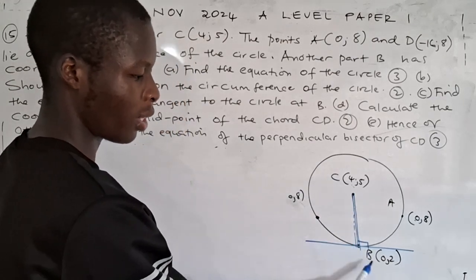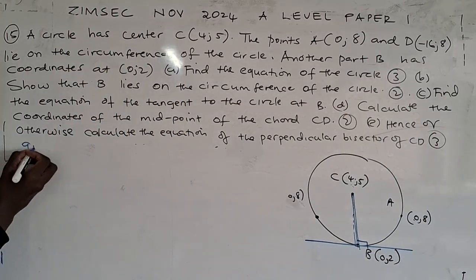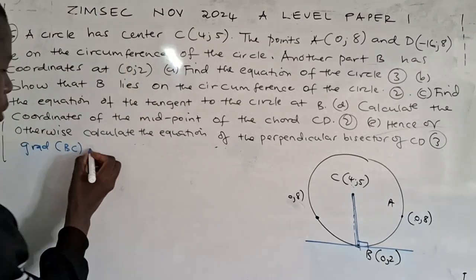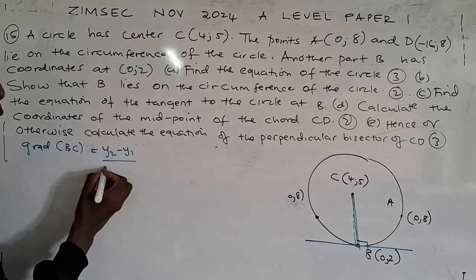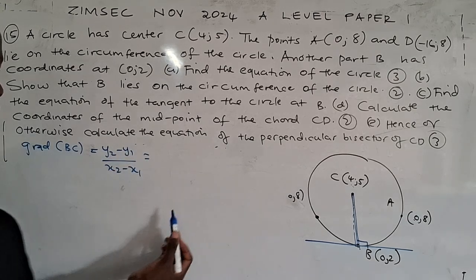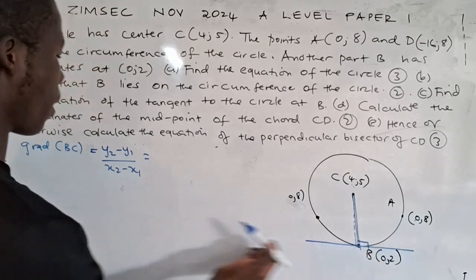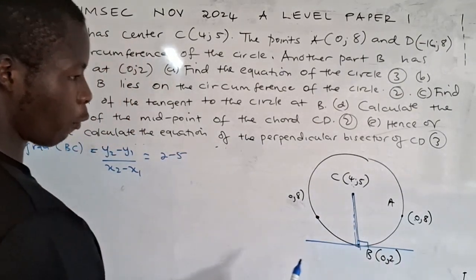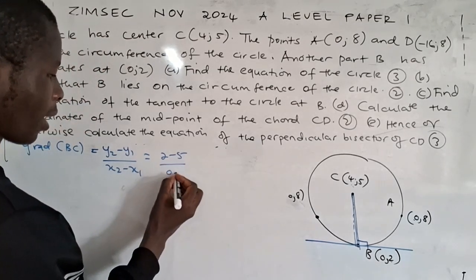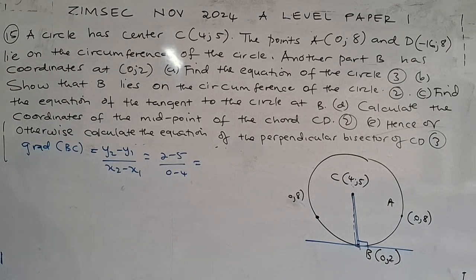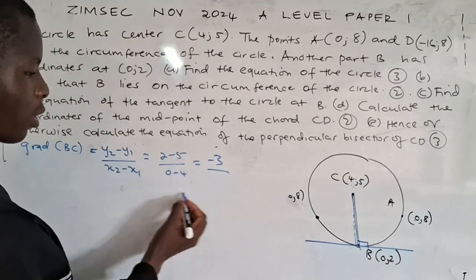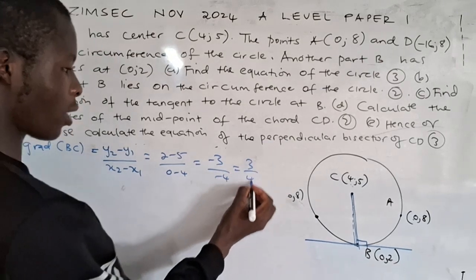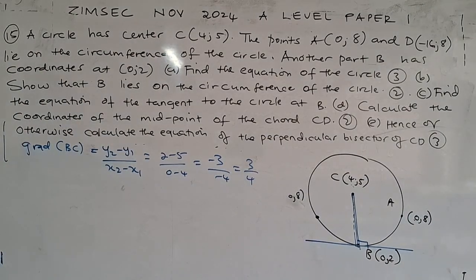So I'm going to find the gradient of BC. How to find the gradient now? Y2 minus y1 over x2 minus x1 is equal to, I'm going to say 2 minus 5 divided by 0 minus 4. 2 minus 5 is minus 3, divided by 0 minus 4, which is negative 4. So the answer is 3 by 4. So this is the gradient of BC.